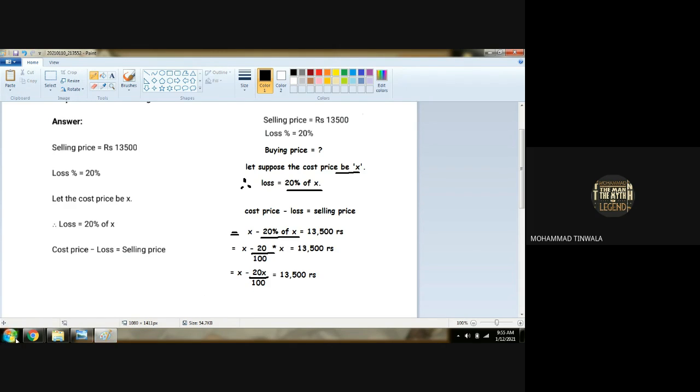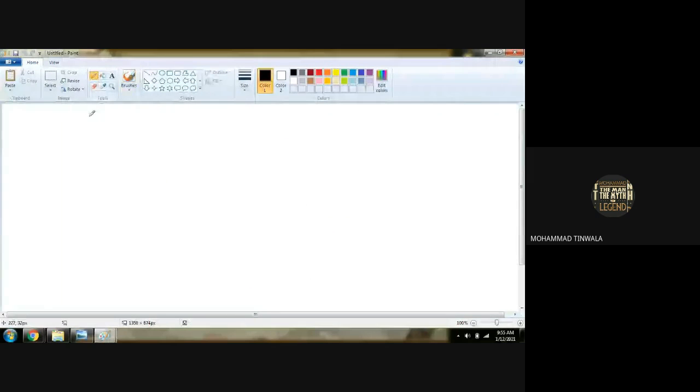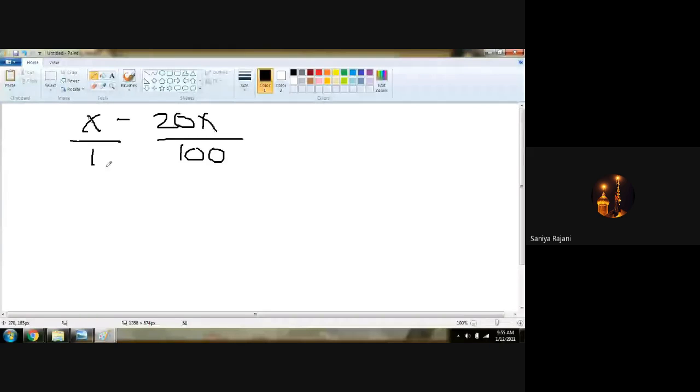We have already studied the fraction form, do you remember? Sorry, we already studied this. x minus 20x upon 100. Now if we want to subtract these two fractions, can I say that there will be 1 under x? Yes or no? Yes.